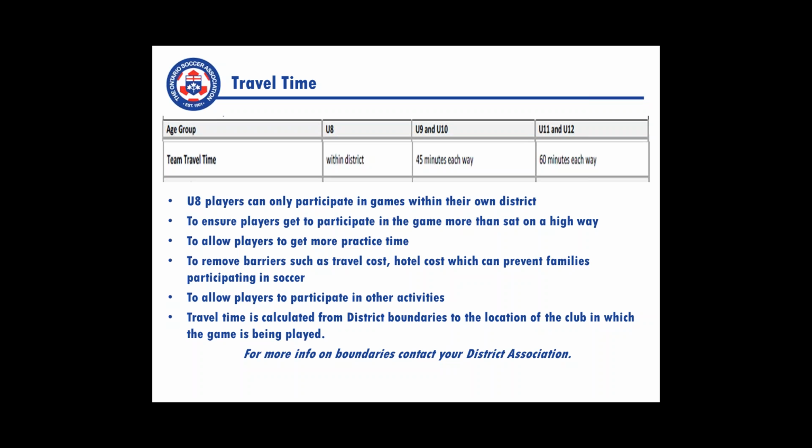As you can see in this extract from the matrix, at U8, they would play within the district. U9s and U10s can travel a maximum of 45 minutes each way from the district border. U11s and U12s can travel a maximum of 1 hour each way from the district borders. The travel time is calculated from the district border to the location of the club in which the game is being played. If you're not sure where your district border is, I would suggest you contact your district association and they can let you know where your district starts and finishes, and you can calculate your travel time from there.